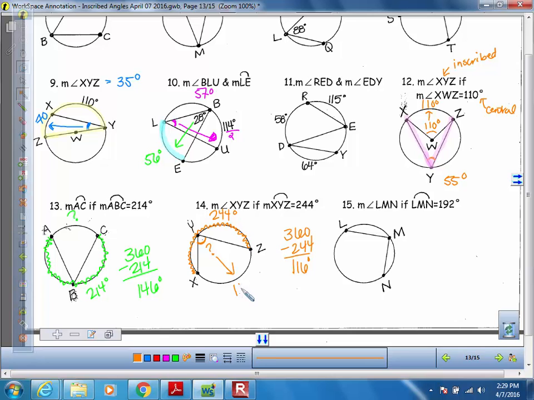So if this piece is 116, how would we find the angle? You divide it by 2, because we just found the outside. Now we're finding the inside. So to find the inside, we divide by 2, and that gives us 58 degrees. Okay. If there are no questions, flip to the back of that sheet.